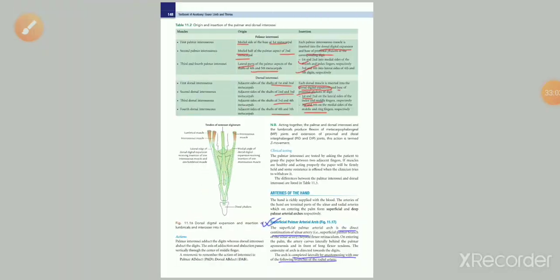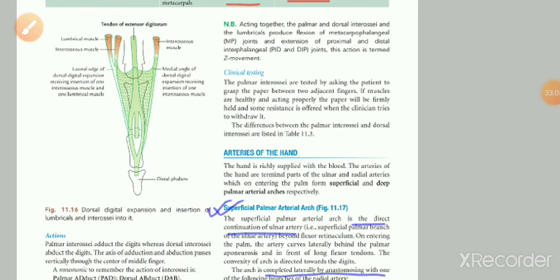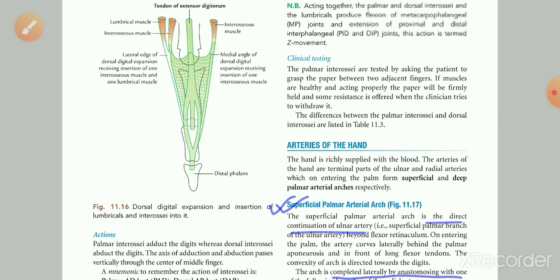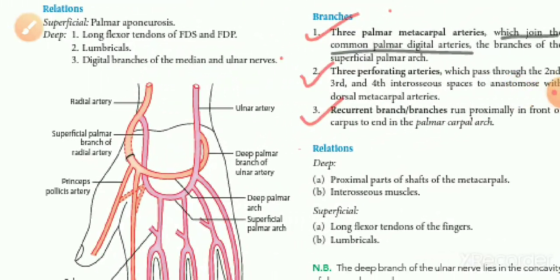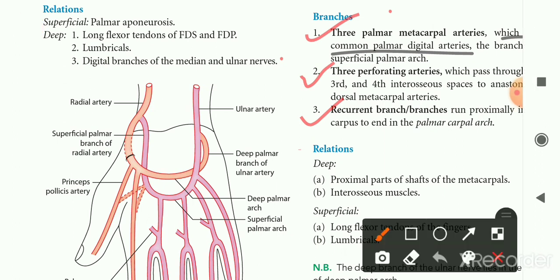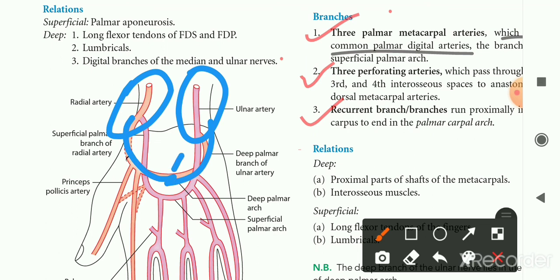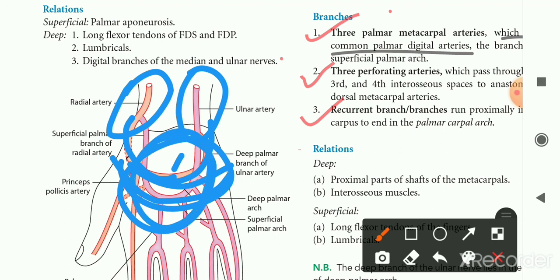Now some vessels in the hand. These are the superficial palmar arch and deep palmar arch. They come from the terminal branches of the radial artery and ulnar artery, which anastomose and form the superficial and deep palmar arches. We will learn these blood vessels in a later lecture.